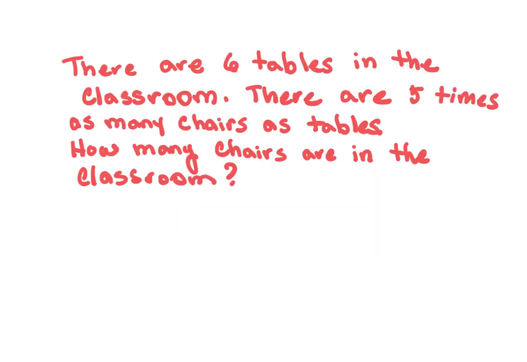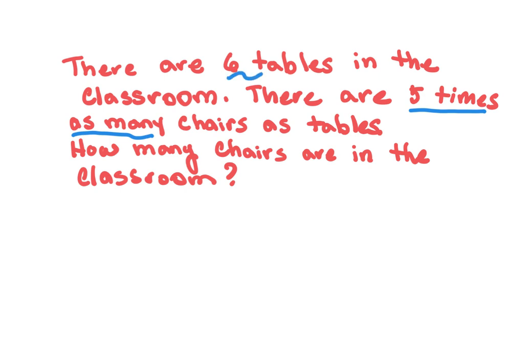All right, the last example I'm going to show you tonight is a word problem, and it says there are 6 tables in the classroom. There are 5 times as many chairs as tables. How many chairs are in the classroom? So we don't know how many chairs are in the classroom, but we do hear that very important key word here: 5 times as many. We're looking for that multiplicative comparison.